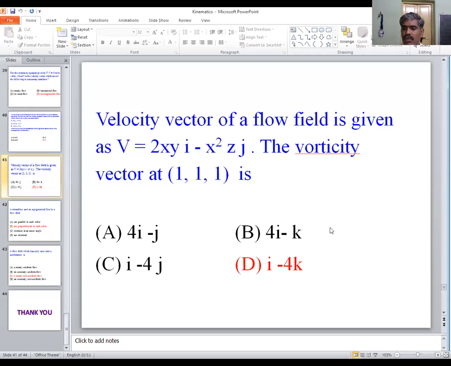The velocity vector of a flow field is given by V equals 2xy i vector minus x square z j vector. What is the vorticity vector at 1 1 1? The vorticity vector is the determinant of i, j, k; dou by dou x, dou by dou y, dou by dou z; then u, v, w. If you evaluate the determinant, that gives the vorticity vector.